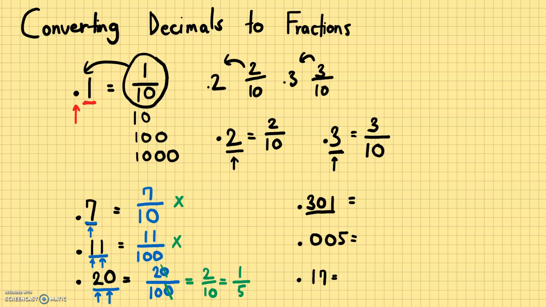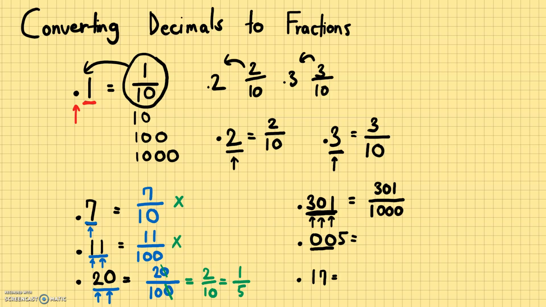Okay, so 0.301, what would the numerator be? The numerator is this number right here, 301. And the denominator starts with 1. How many zeros should there be in the denominator? There are 3 numbers here, 3, 0, and 1. So there should be 3 zeros in the denominator.